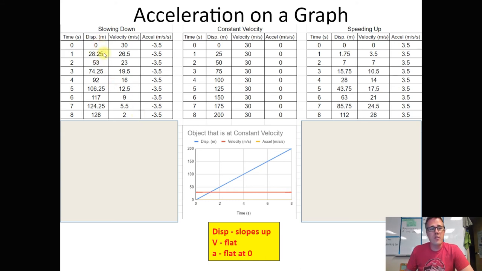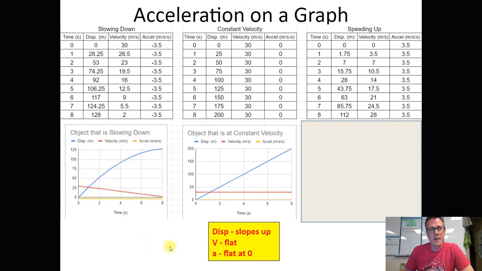For our displacement, it's still going up, but it goes up by less each time. So it's going to jump up the most at the beginning, and then a little bit less the next one, and a little bit less the next. So we should also see a curve, but a curve going up. So this is what that graph is going to look like.